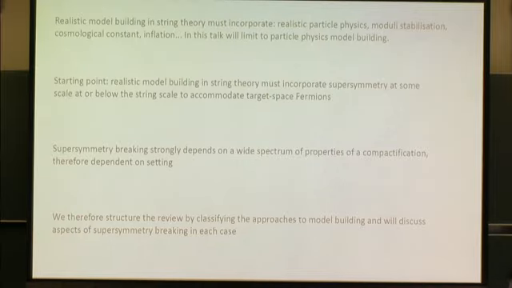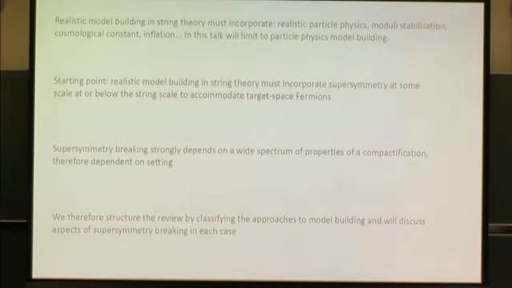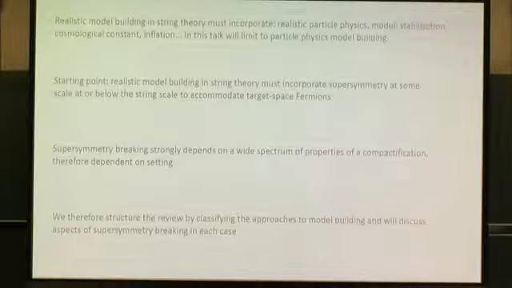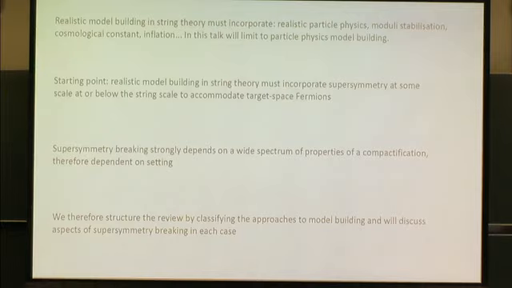And if we're going to think about supersymmetry breaking, I guess the nice thing is that we have a very well-defined starting point with string theory, and that is that realistic model building in string theory must incorporate supersymmetry at some scale, at or below the string scale, in order to accommodate target space fermions, in the sense that target space fermions require world-sheet supersymmetry, and then following some mild assumptions on the stability of the vacuum, you end up with target space supersymmetry. So at least we know from string theory supersymmetry should be around at some scale, so that's a good starting point.